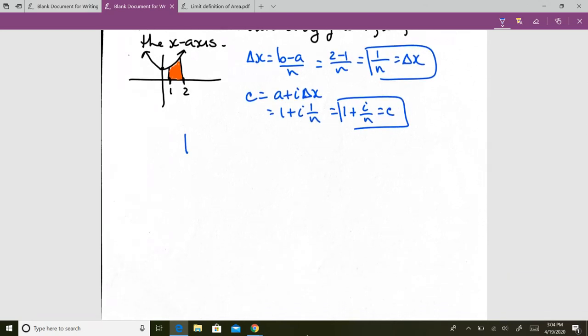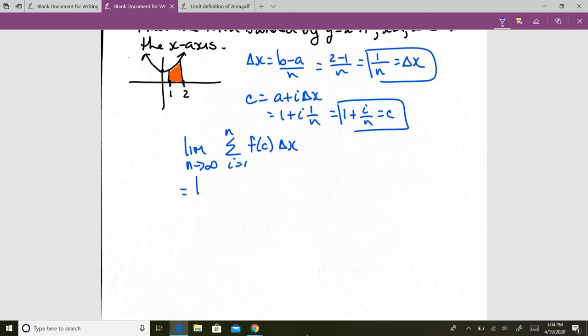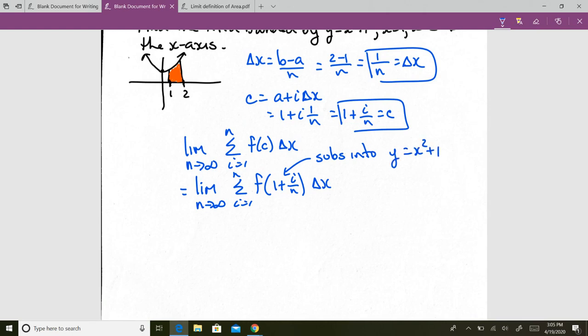The formula is the limit as n goes to infinity of the summation from 1 to n of f of c i delta x, which is the limit as n goes to infinity, summation i from 1 to n of f of your c value, 1 plus i over n, times delta x. Remember, this bit subs into y equals x squared plus 1.